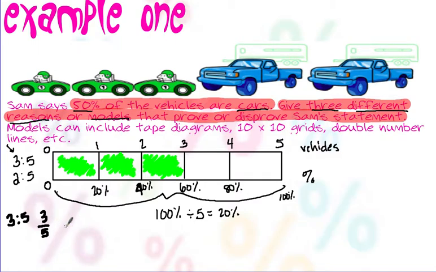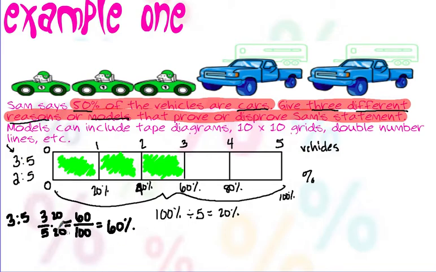So I know that I want to make this a percentage, and to do that, I have to get a denominator of 100. To do that, I have to multiply 5 by 20, and so I have to multiply 3 by 20. When I do 3 times 20, that gives me 60. And I know that 60 over 100 is 60%.